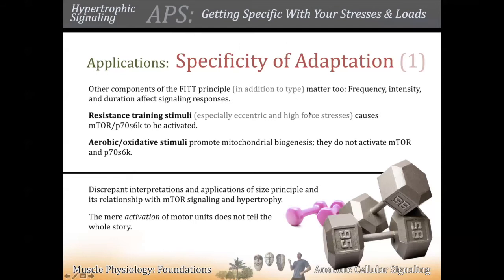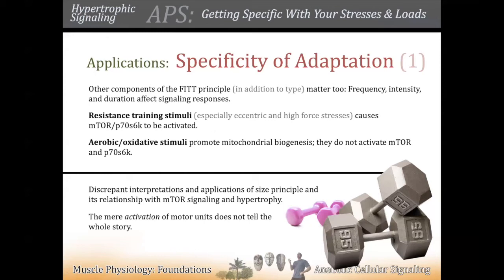All right, what is the chemical composition outside of this cell? What is the mechanical loading profile being imposed upon this cell? Specificity of adaptation. Now, the resistance training stimulus: you need some high forces, some high loads, especially eccentric loads, to get mTOR to be activated. P70 S6K, RPS6, ribosomal protein S6.